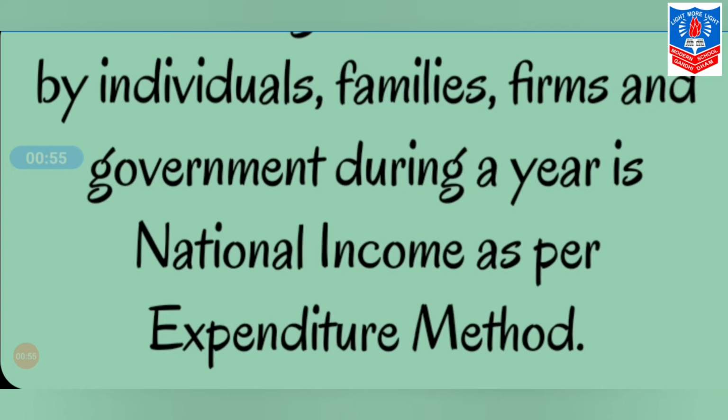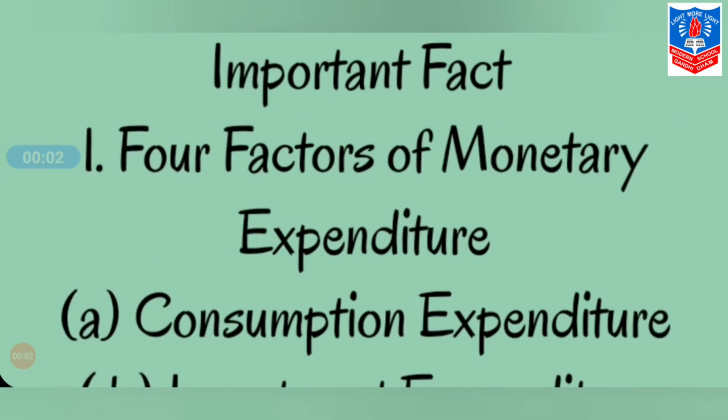So we can say that when we calculate national income through the expenditure method, it is consumption expenditure plus investment expenditure plus government expenditure plus net export expenditure. Totaling these four, we get total national income through the expenditure method. Some important facts: first, the four factors of monetary expenditure. The various components of final expenditure which are considered in national income can be divided into four parts.